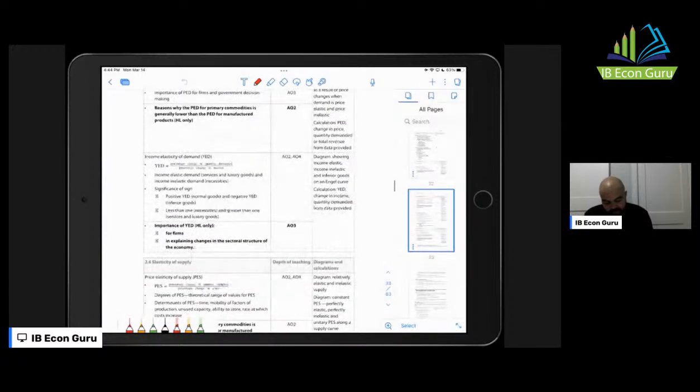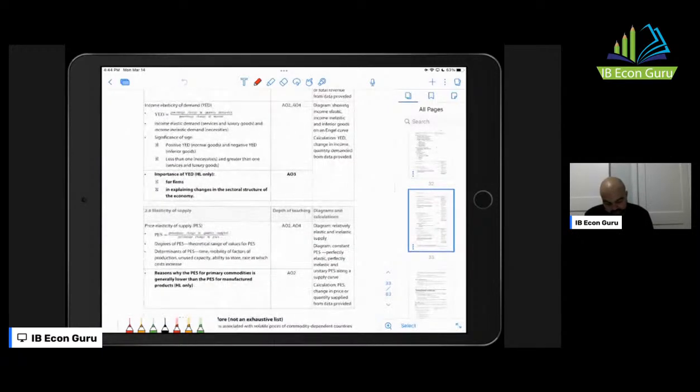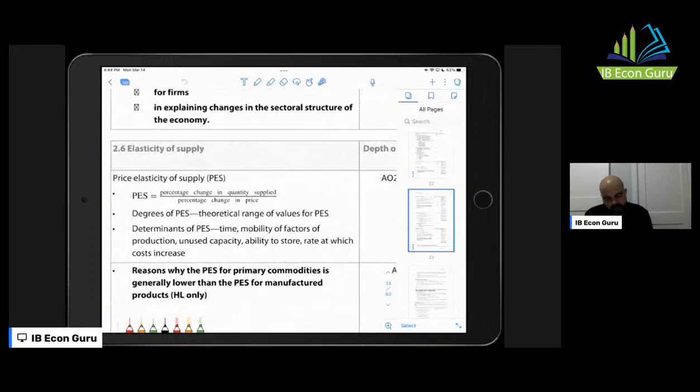Determinants of PES. Oh, mobility. There we go. Unused capacity I talked about. Ability to store and the mobility of the factors of production.